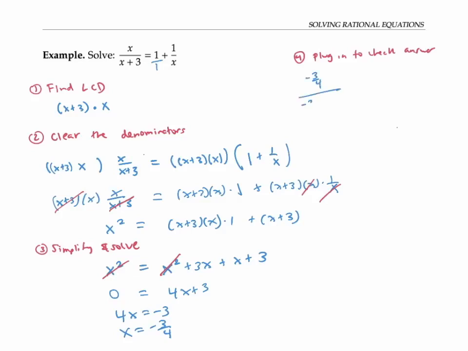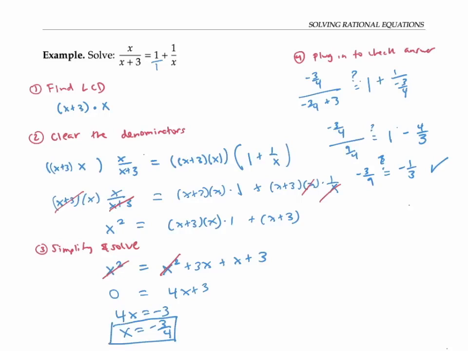If I plug in, I get this. I can simplify the denominator here. Negative 3/4 plus 3. 3 is 12/4, so that becomes 9/4. And this is 1. I'll flip and multiply to get minus 4/3. So here I can simplify my complex fraction. It ends up being negative 3/9, and 1 minus 4/3 is negative 1/3, so that all seems to check out. And so my final answer is x equals negative 3/4.